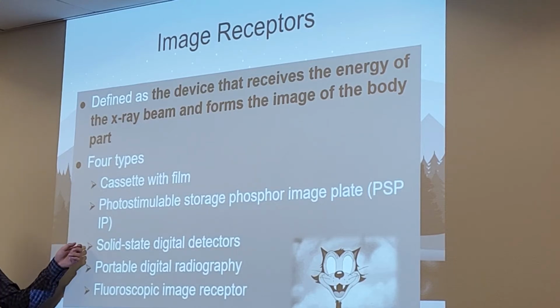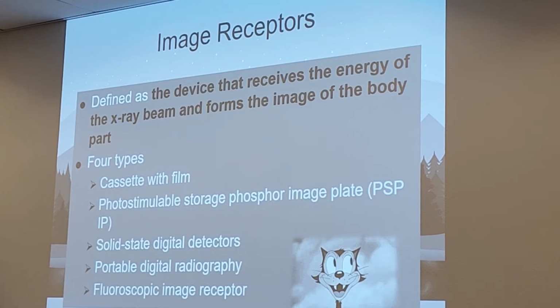Solid state digital detectors. These are the ones inside your Buckies, right? So you notice that your Buckies didn't have a place to put cassettes. Why? Because instead of using a PSP plate, they are using a solid state digital detector. They capture the image, immediately send it to your computer, and it shows up maybe 2 seconds later. Even faster, less hassle, less parts to move around.